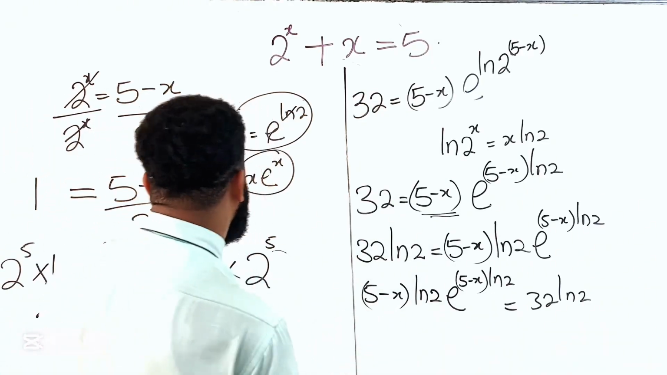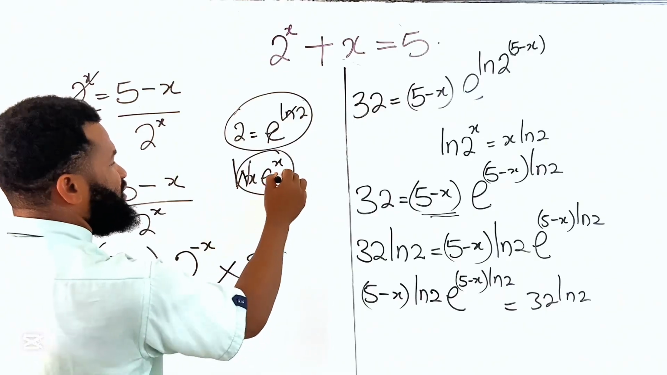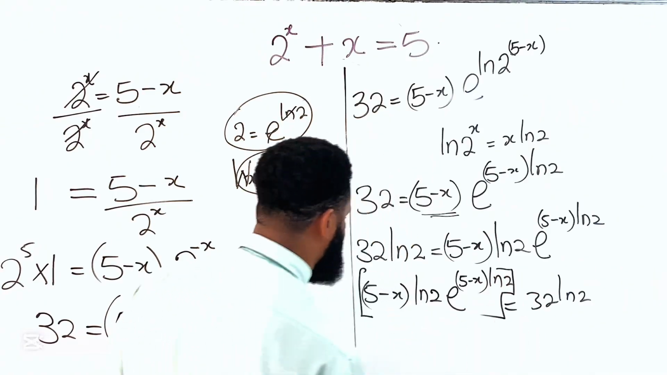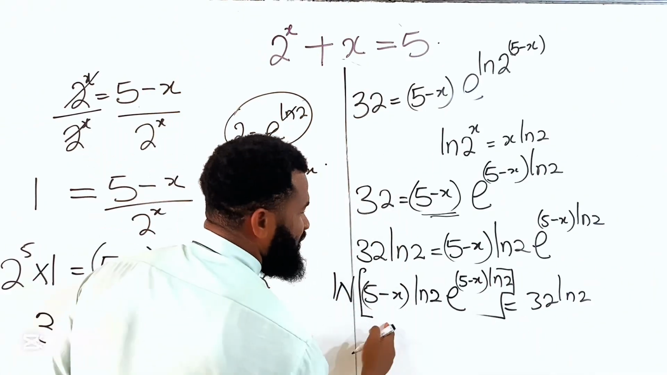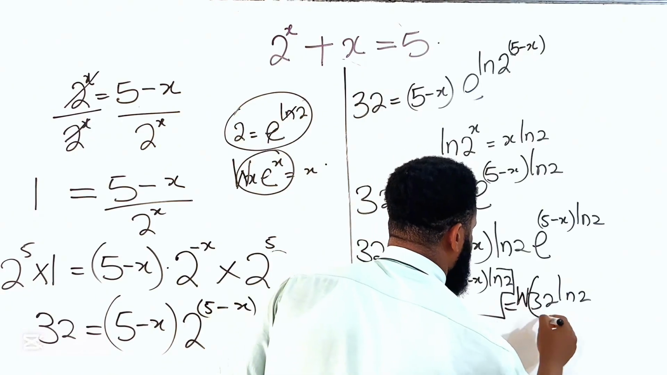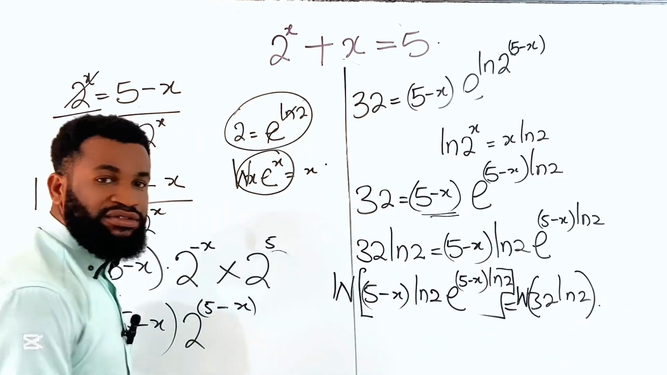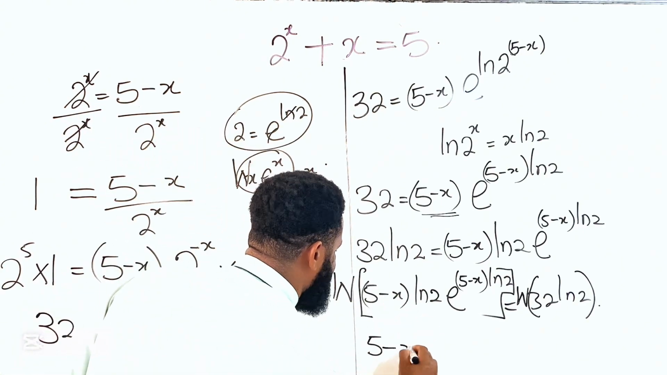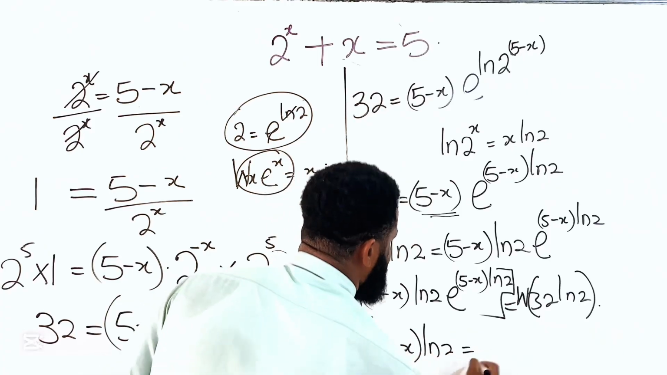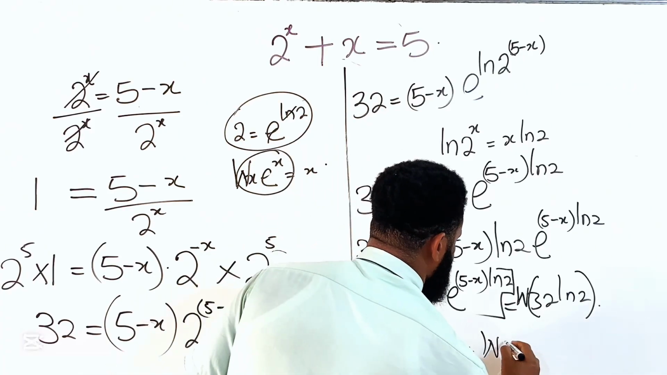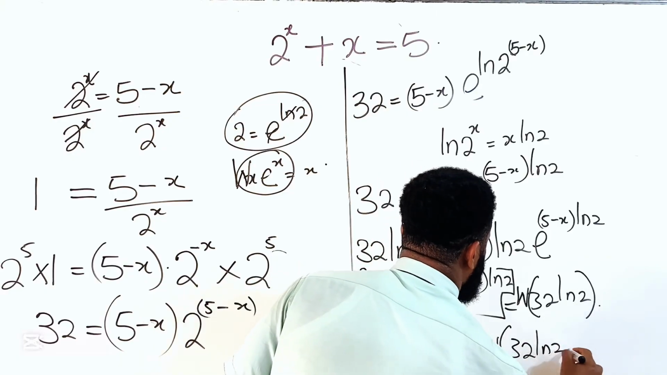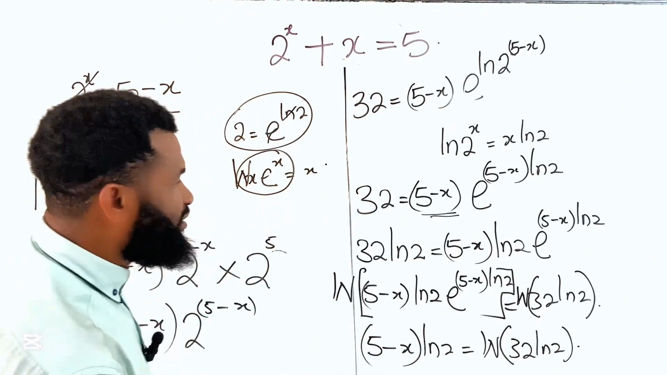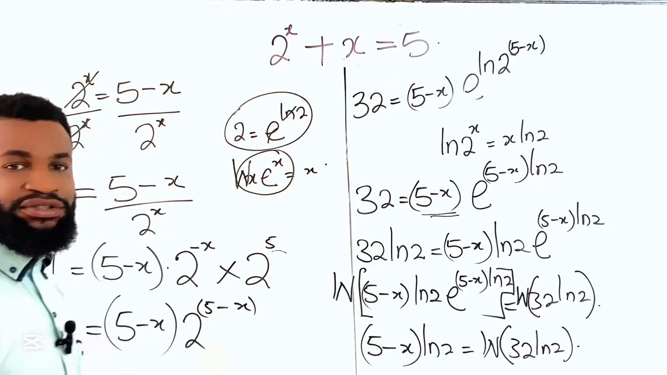So at this point, if I bring in the W function here, the answer is going to give me x. So if I bring in the W function here, everything here, I'm also going to put its W function here. This is going to give me what? What should it give me? It will still give me this same thing as the base. I'm going to have 5 minus x ln 2, which is equal to W of 32 ln 2. So at this point, I'm going to open the bracket and make x the subject of the formula. All right? So I'm going to clean one side of this equation on the board.